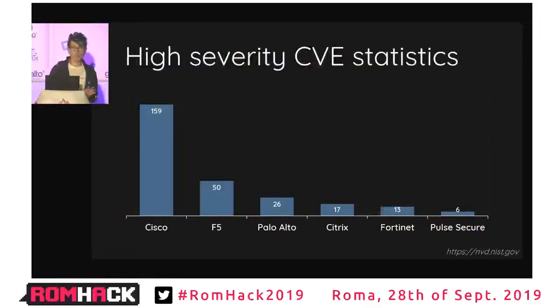Once we decided to research SSL VPN, the next question was how to choose targets. We did a little survey on leading SSL VPNs. As you can see, even counting high-severity CVEs, Pulse Secure and Fortinet are the most secure ones.